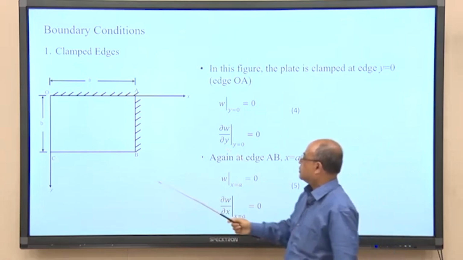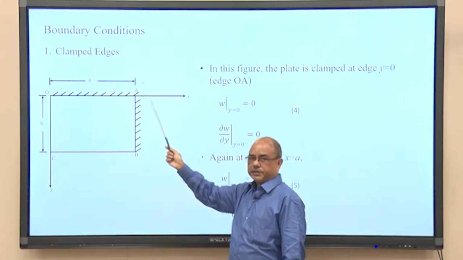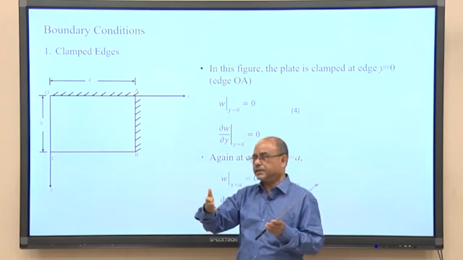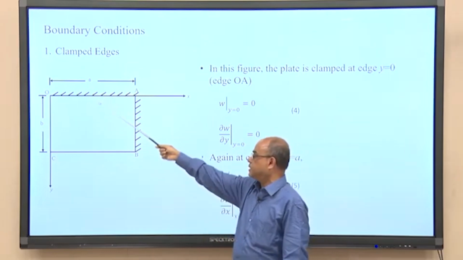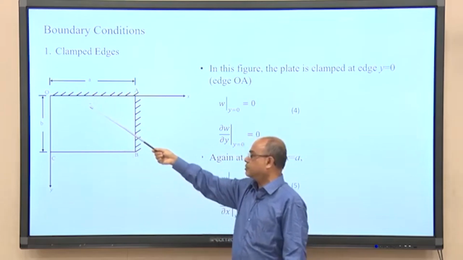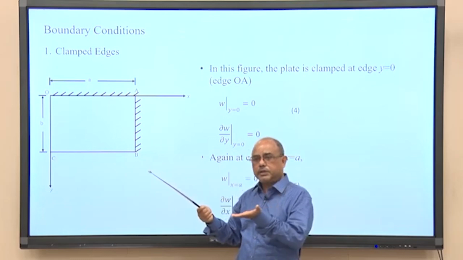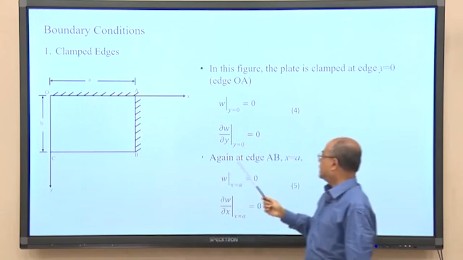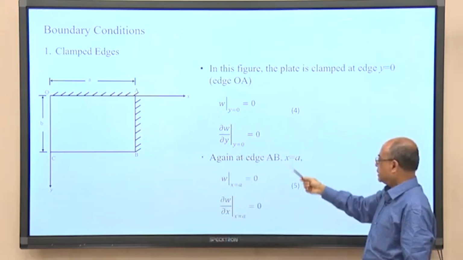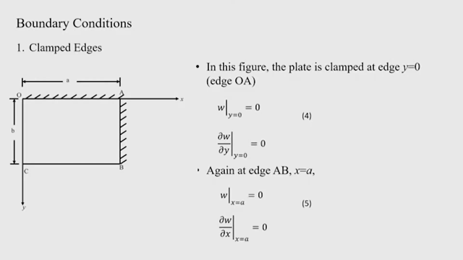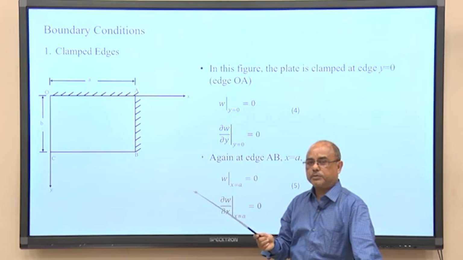Then the slope along the y direction. Since this is fixed, the deflection curve will be such that the tangent here will be almost horizontal if the plate is horizontal. So, the tangent will make 0 angle with the horizontal plane. Therefore, the slope is 0 at the fixed edges, hence del W del y at y equal to 0 is equal to 0. Here the partial derivative of deflection is taken, because deflection is a function of two variables x and y.